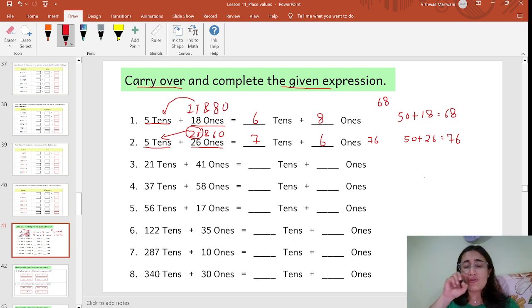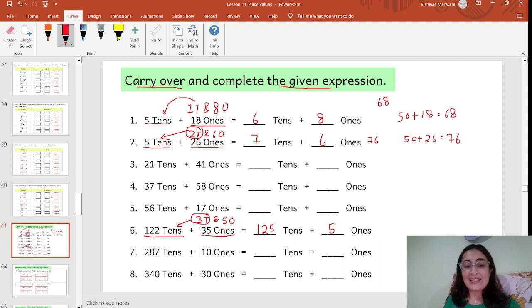Okay, let's do few bigger examples to clear our concepts. Let's come to example number 6. Here I already have 122 tens and I also have 35 ones. So again, 35 ones could be broken into 3 tens and 5 ones. When I add the given 3 tens to my other tens, my total number of tens become 125 and my total number of ones become 5.